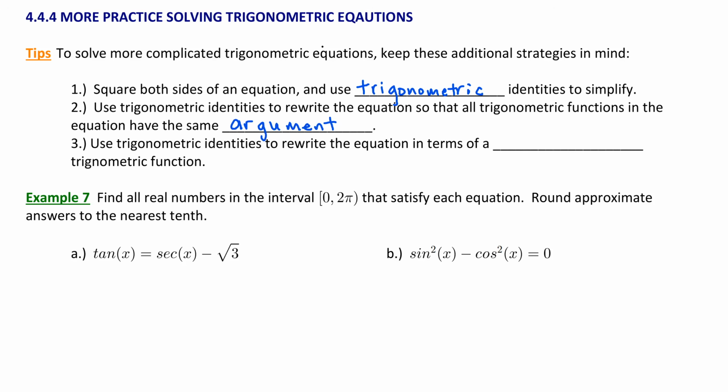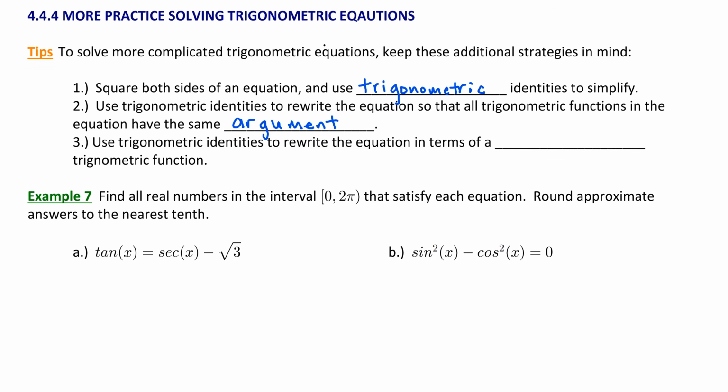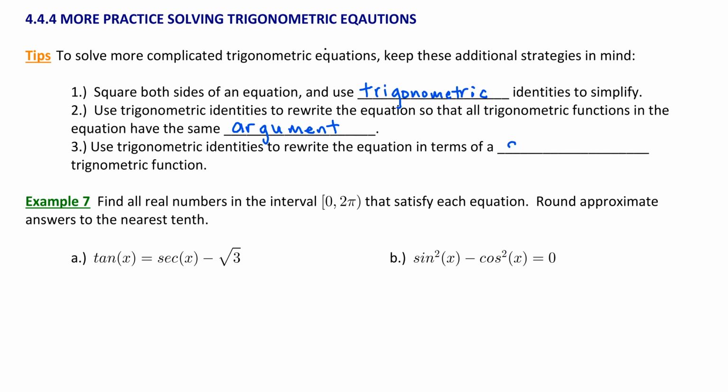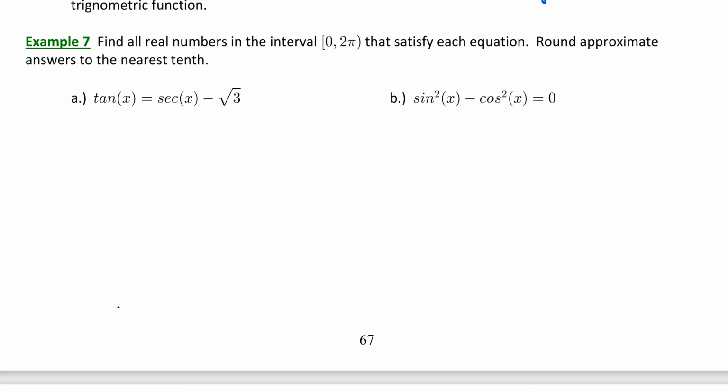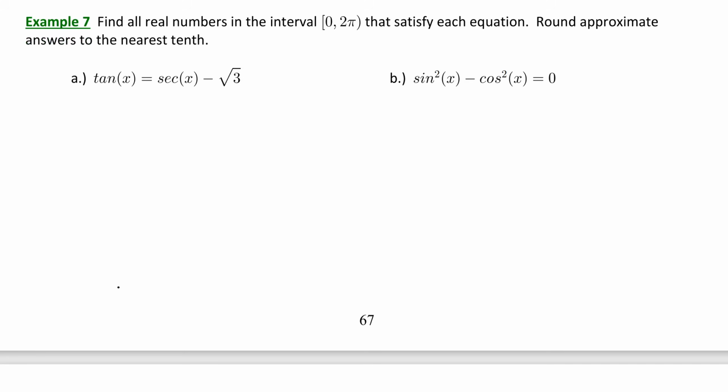And finally, number 3, use trigonometric identities to rewrite the equations in terms of a single trig function. So we're always trying to rewrite the equation in terms of a single trig function and also using a single argument. The next few equations that we solve will really be the culmination of our knowledge gained from both Chapter 3 and Chapter 4 together. So quite a milestone here.